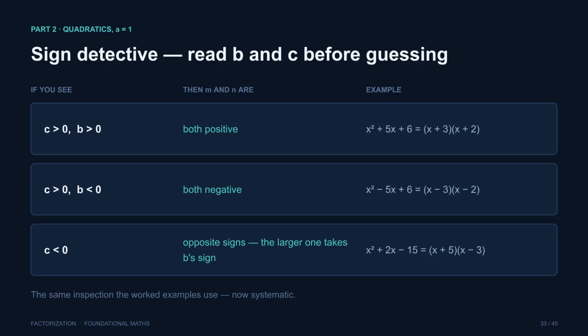Use this table as a sign detective. If the product is positive, the signs match. If the product is negative, the signs differ, and the larger magnitude takes the sign of b. This systematic check makes guessing numbers much faster.